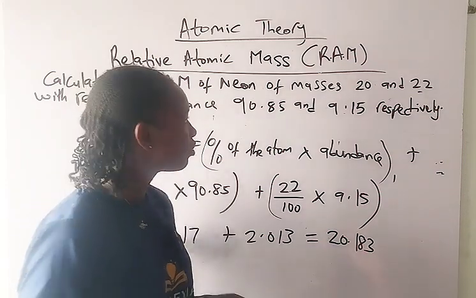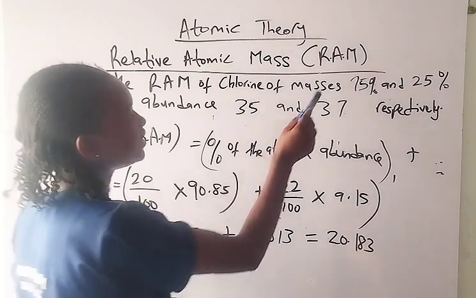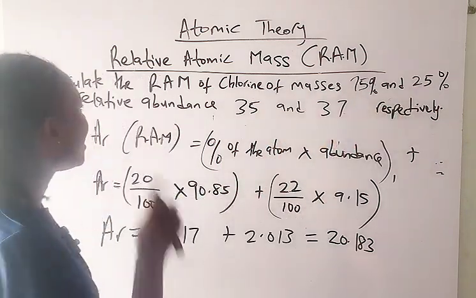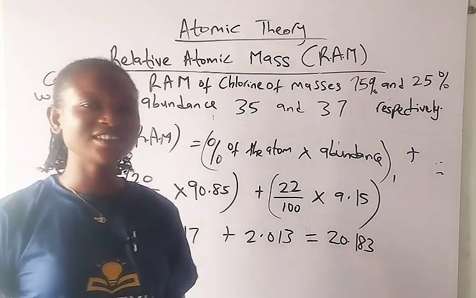So I want you to calculate the relative atomic mass of chlorine with masses 35 and 37, and relative abundance of 75% and 25% respectively, and drop the answer in the comment section.